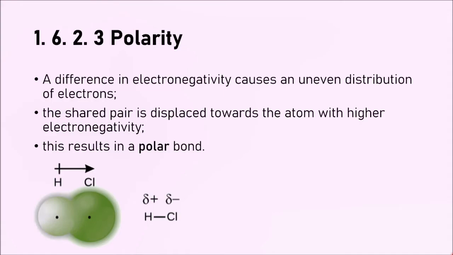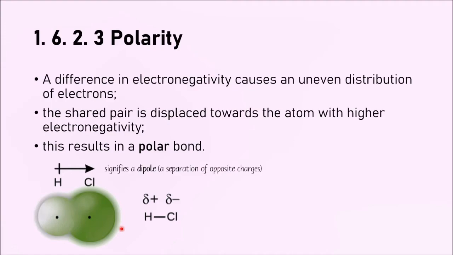Now this arrow here just means the dipole. The dipole is the separation of the opposite charges. So if you think about it, we have a pole being formed on this molecule here. One side is positive, one side is negative, just like we have poles on a magnet. One is north, one is south. They oppose each other. Well, plus opposes negative.